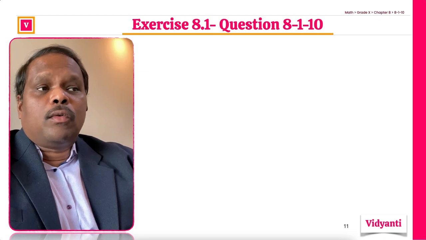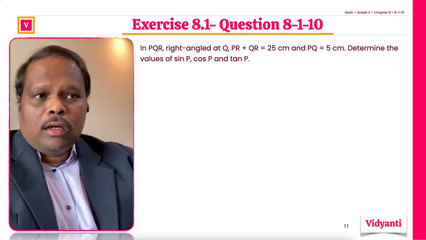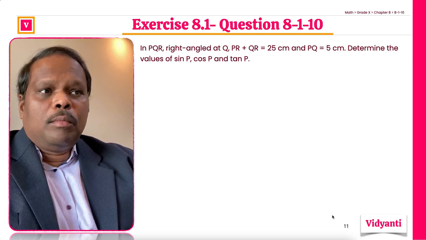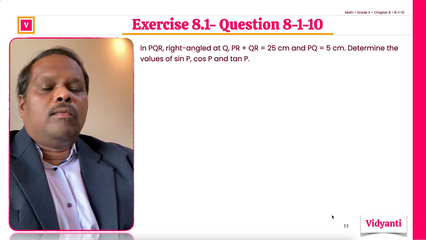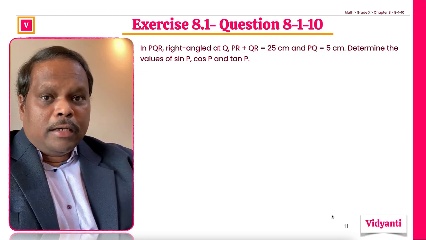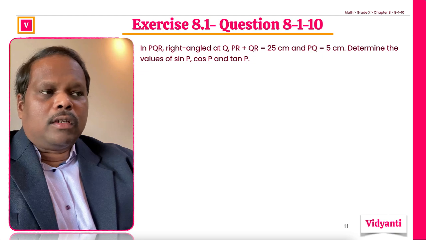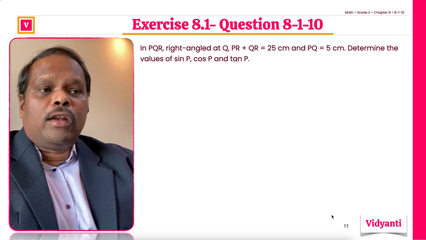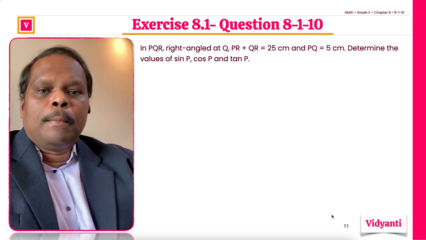In this exercise, question 8.1.10. In triangle PQR, right angled at Q, PR plus QR has been given as 25 centimeters, and one of the side making that 90 degrees angle is PQ, which has been given as 5 centimeter. We are supposed to calculate the value of sine, cosine, and tangent value of the angle P.